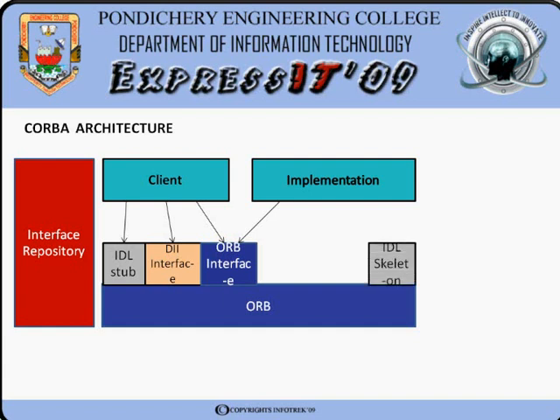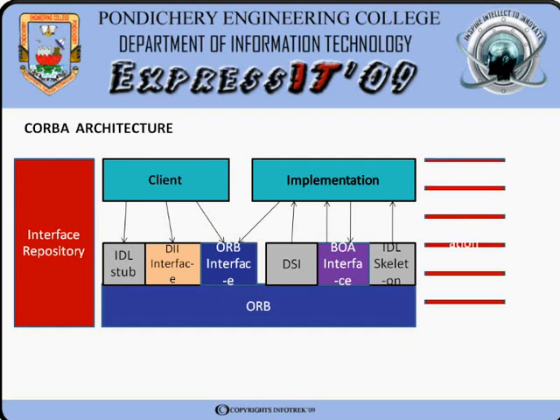The DSI is the server side's analog to the client side DII. It allows an ORB to deliver requests to an object implementation that does not have compile-time knowledge of the type of the object it is implementing. BOA, Basic Object Adapter, is the API used by the servers to register their object implementations. The object adapter further dispatches the request to the servant that is implementing the target object.